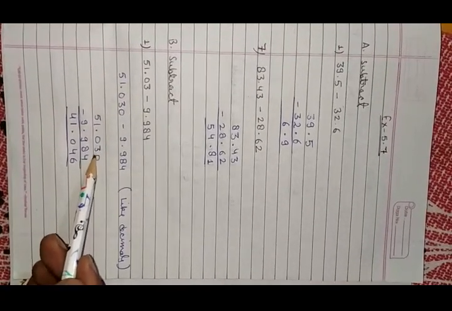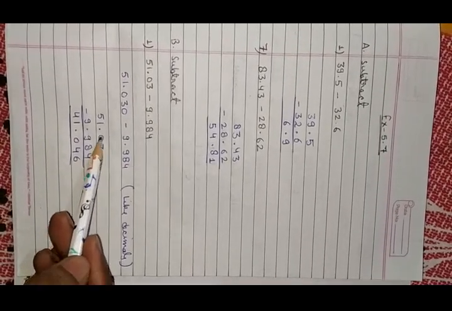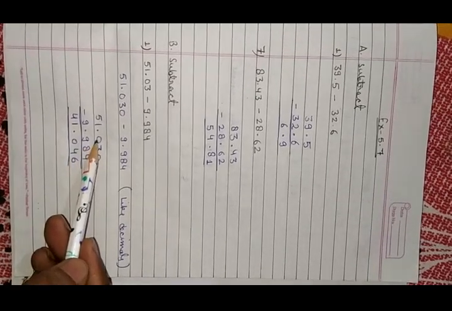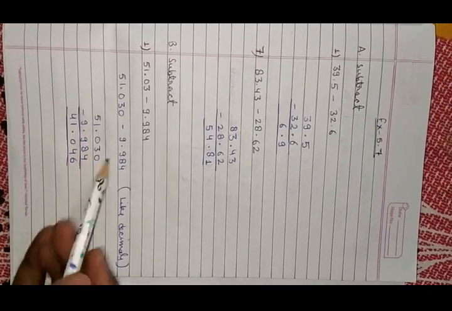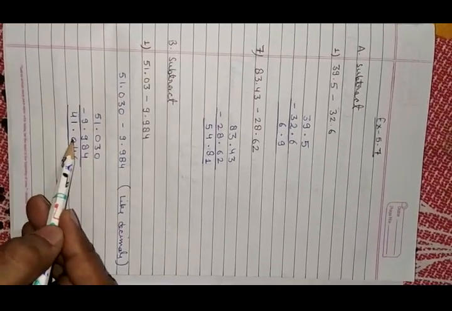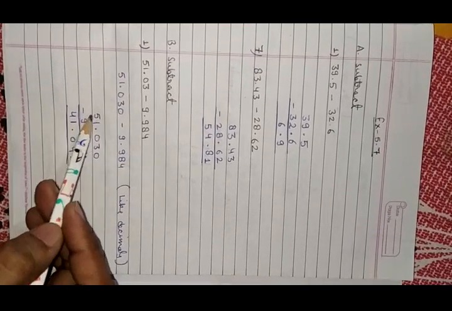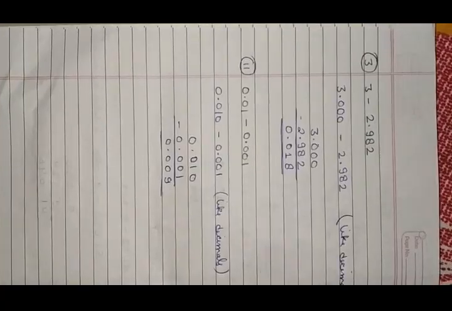0, we have to take a carry, 10 minus 4 is 6, 12. So 2, take a carry, 12 minus 8 is 4. Now 9, we again take a carry, 9 minus 9 is 0, and 10 minus 9 is 1. So 41.046. Okay, this is the answer.